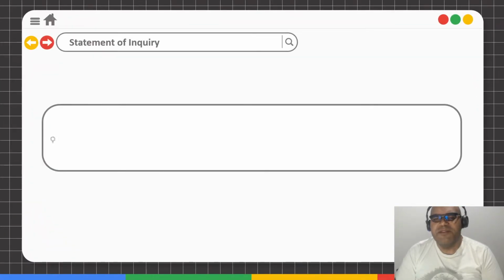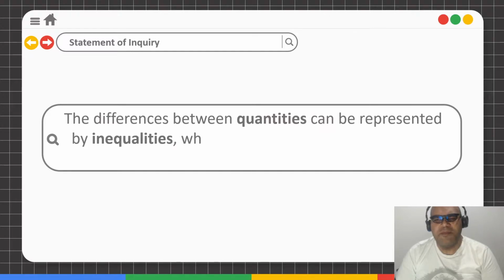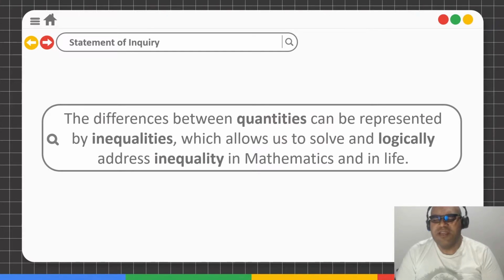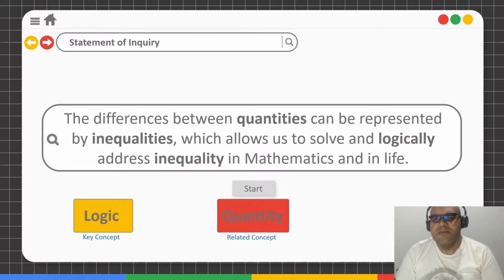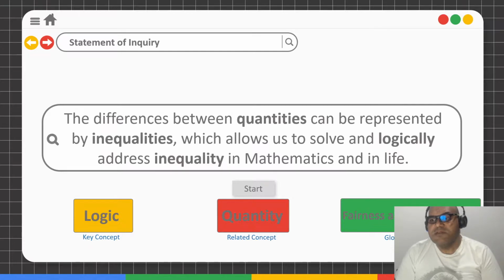Guys, our statement of inquiry in the MYP program is the question that guides us through a subject. Our question is: the difference between quantities can be represented by inequalities, which allows us to solve and logically address inequalities in mathematics and life.